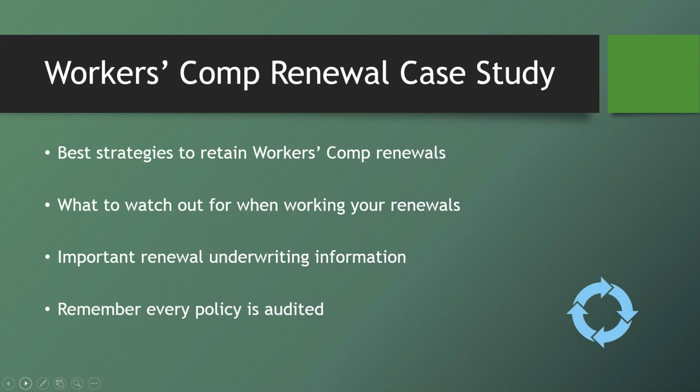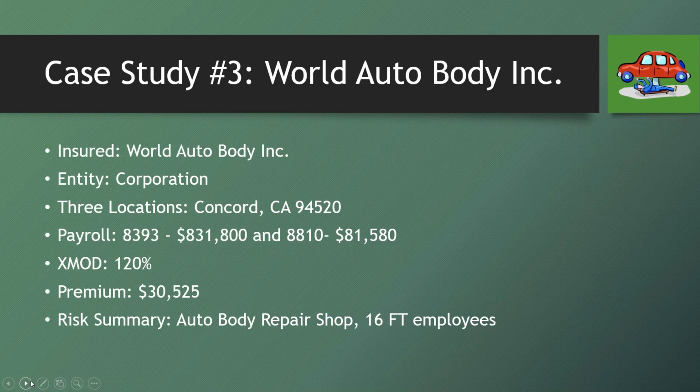So moving on to our case study. I will provide a brief description of the risk and also some background on the account. Here we have an automotive repair shop under the name World Auto Body Inc. You can see the location is in Concord, California, and the location is a key factor to take into consideration because the rate per class code can fluctuate depending on the territory where the business is located. So you'll see that a lot when you're working your accounts.